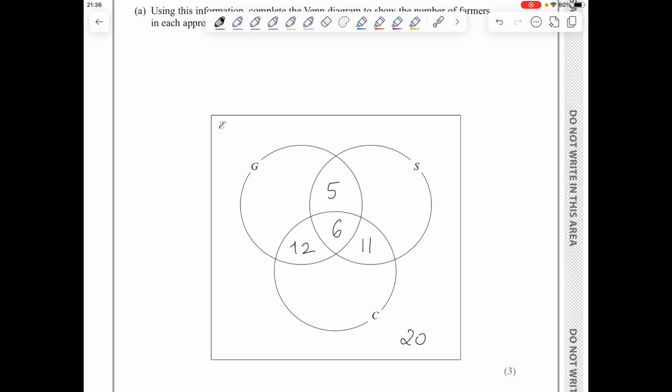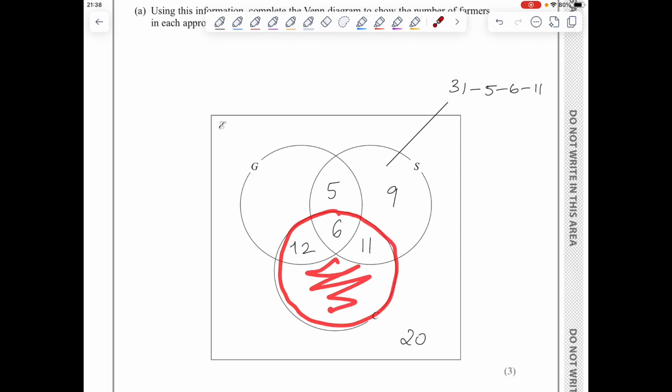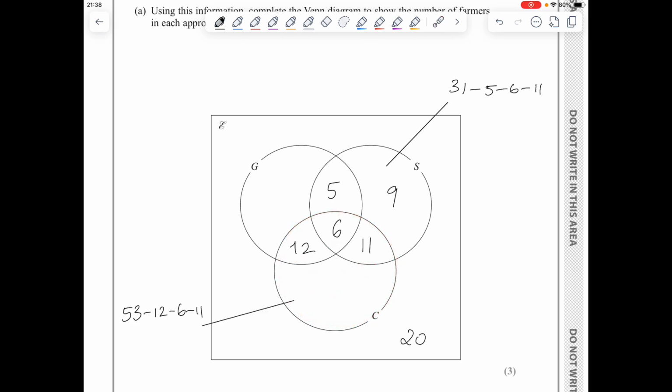And now I have 31 farmers with sheep, which means that this whole region is equal to 31. So this region here is 31 minus 5 minus 6 minus 11. And this is equal to 9. Now 53 farmers have chicken, so this region is equal to 53. So this region only chicken is equal to 53 minus the other 3 numbers. And this comes out to be 24.